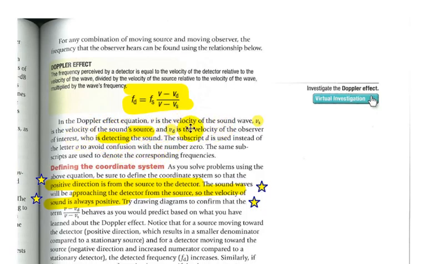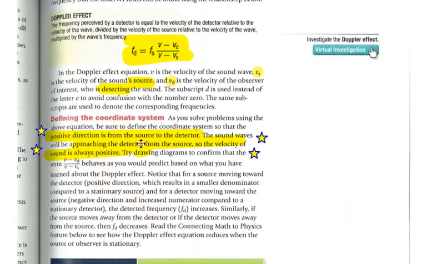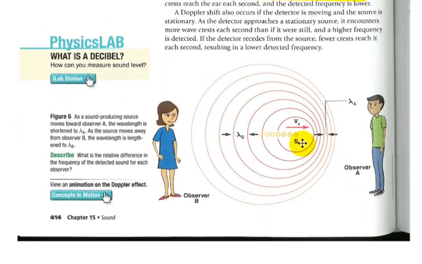So in the Doppler effect, V is the speed of the sound wave, Vs is the sound source speed, and subscript D is the velocity of the observer who is detecting the sound. The subscript D is used instead of the letter O for observer, so as not to get it confused with zero. Now, please highlight this. To use this equation, we have to set up our situation in a particular way. Define the coordinate system so that the positive direction is always from the source to the detector. So we're going to set it up always such that the source is moving to the right or to the left, but the detector is always on the right-hand side.